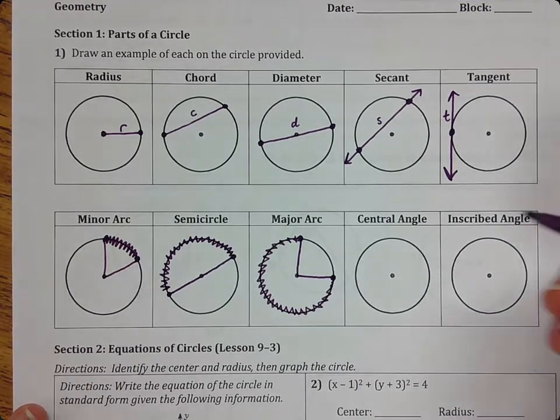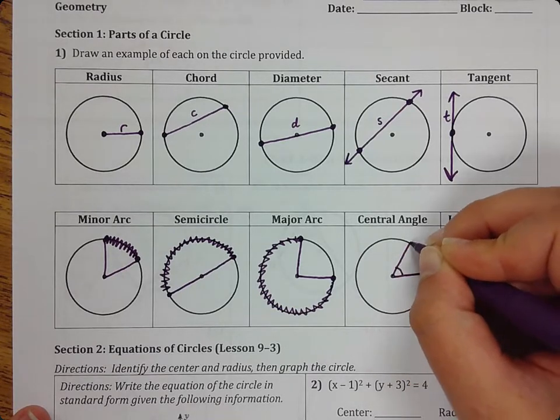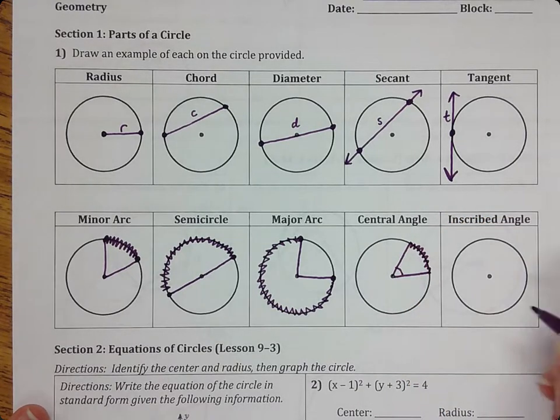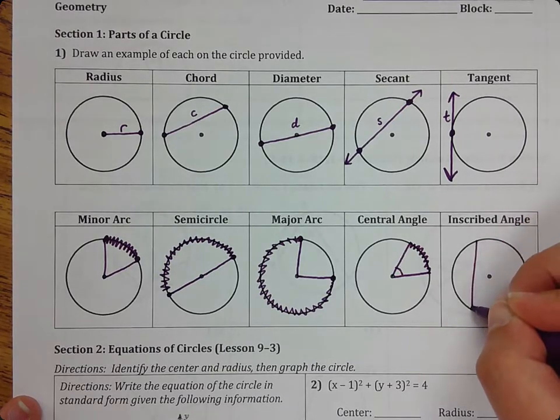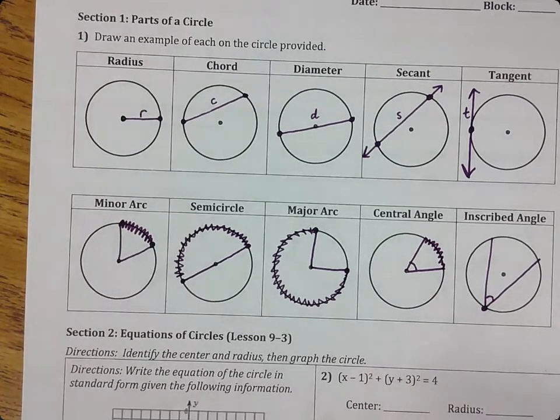A central angle is an angle that starts at the center of our circle. And an inscribed angle is an angle whose vertex is on the circle. So notice the location of those angles are different.